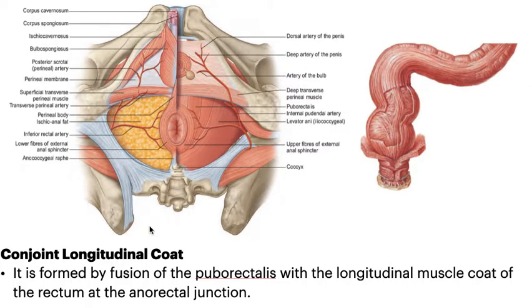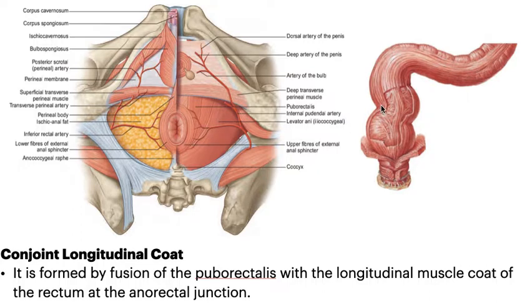So coming to the longitudinal conjoint coat of the anal canal, formed by the fusion of the puborectalis, see this, puborectalis, with the longitudinal muscle coat of the rectum at the anorectal junction. So the puborectalis was a part of levator ani. If you see the diagram over here, this is your sigmoid colon. This is the rectum. Then we have here your pelvic diaphragm. The anal canal is piercing the pelvic diaphragm, right? So this is the puborectalis component of the pelvic diaphragm.